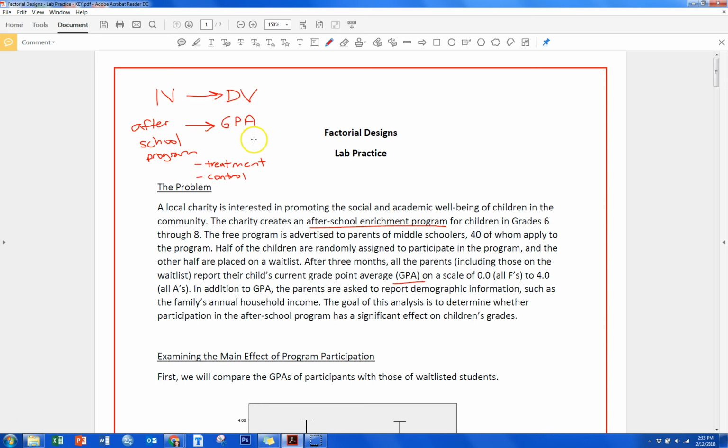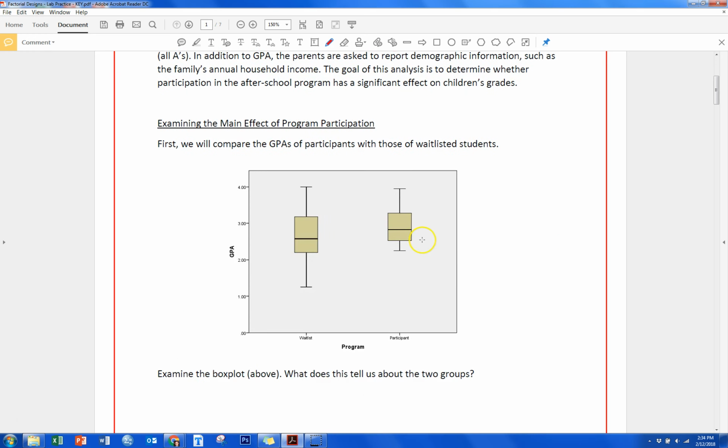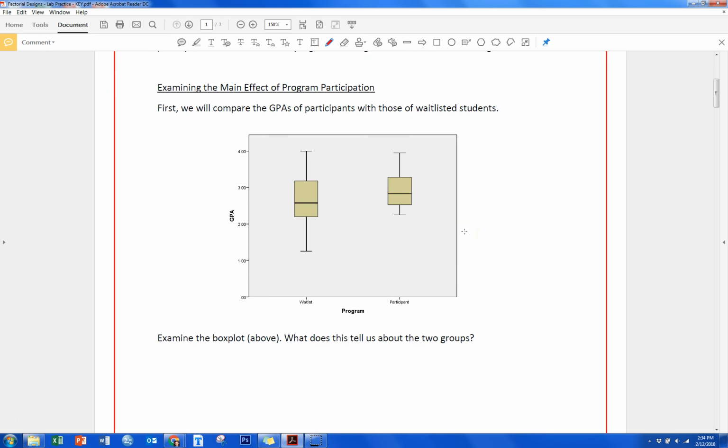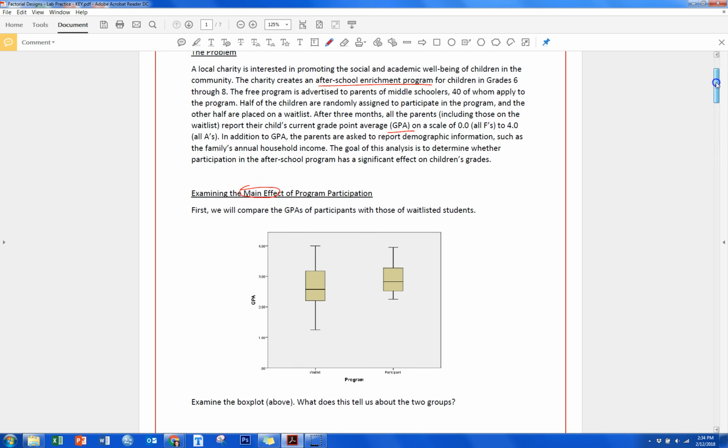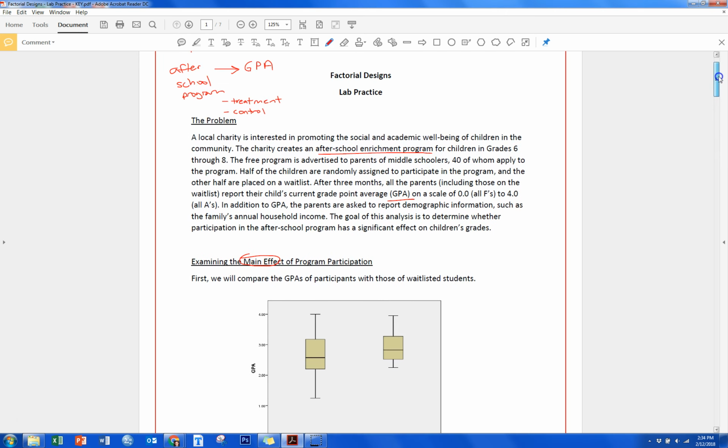The outcome is GPA. The goal of the study is to determine whether the intervention, whether in the treatment or the control group, has a significant effect on children's grades, on the GPA. Okay, let's go ahead and move forward. Examining the main effect of program participation. Main effect, what does this mean? Okay, when we talk about the effects of different variables on some kind of outcome, the main effect refers to the effect of one independent variable.